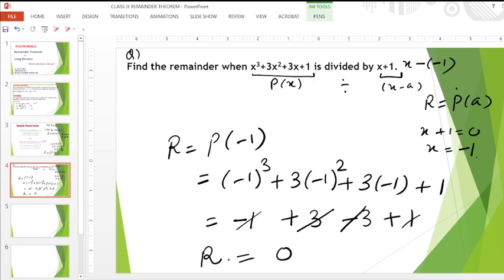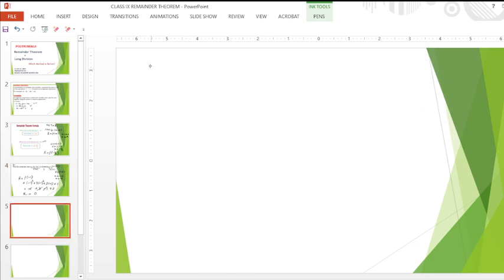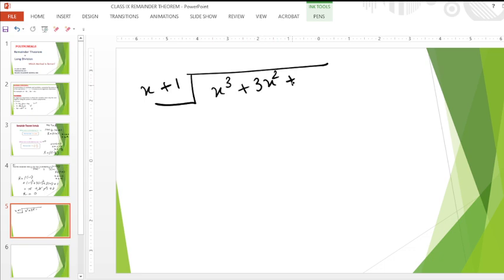And let's solve the same example using the long division method. So using long division method also you can solve. You can check that remainder will come out to be 0, but that will be a little lengthy. So let's write our dividend and divisor. The divisor was x plus 1, and the dividend was x cube plus 3x square plus 3x plus 1. Now this p(x) is divided by this, so divisor is always outside.